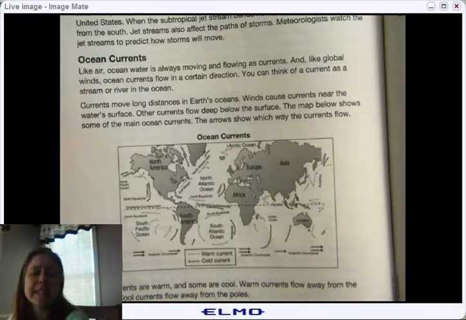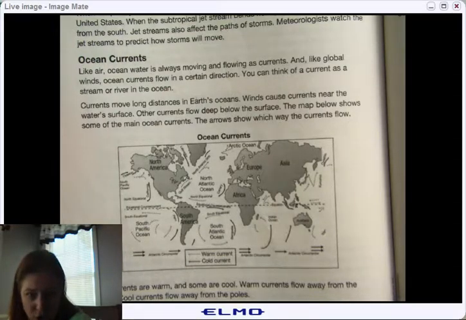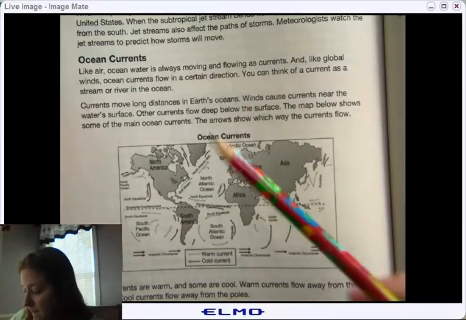Currents move along distances in the Earth's ocean. Winds cause currents near the water surface. Other currents flow deep below the surface. The map below shows some of the main ocean currents. The arrows show which way the currents flow.